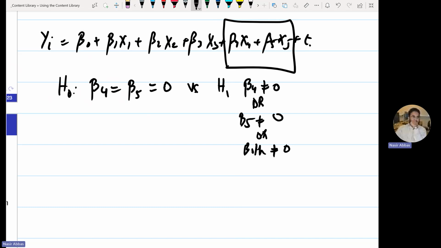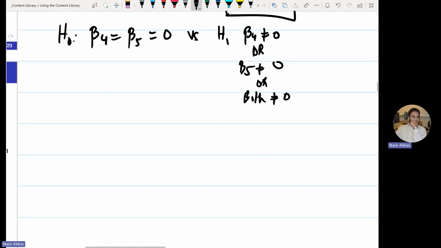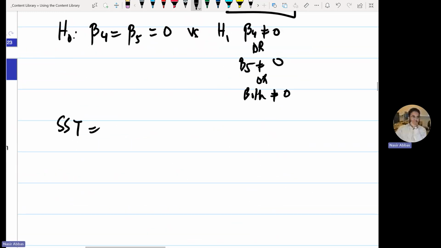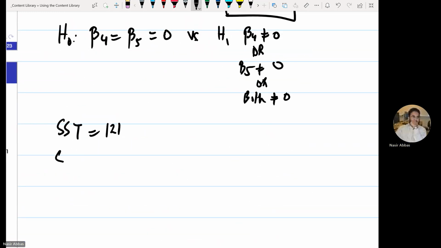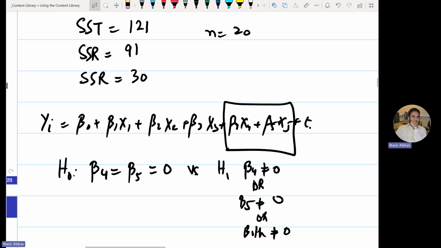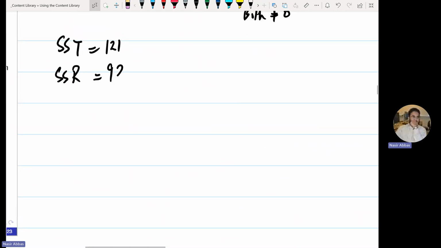Now, how will I develop the spirit of this test? Again, I will fit the analysis on this new model, which has 5 features, and I will obtain the ANOVA table. The total variation in Y will remain the same, 121. Suppose SSR became 92.